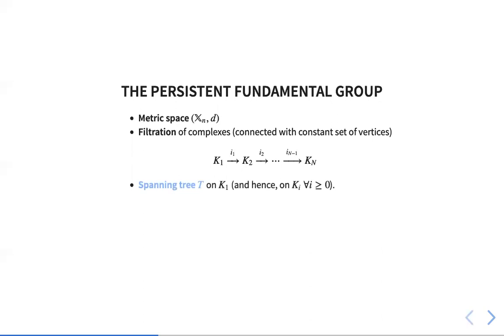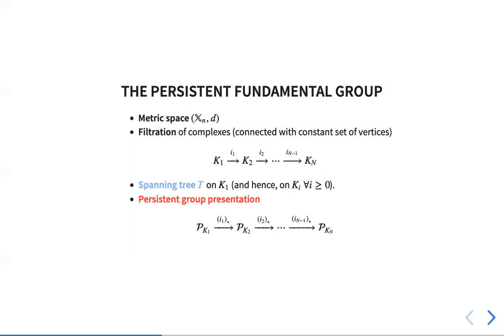Suppose that your complexes are connected, all the complexes in your filtration, to avoid these technicalities related to the base points, and the set of vertices is constant, like in the case of the Vietoris grid filtration. So you pick some spanning tree in the first complex, and you can use the same tree for all the complexes. And then you compute this presentation.